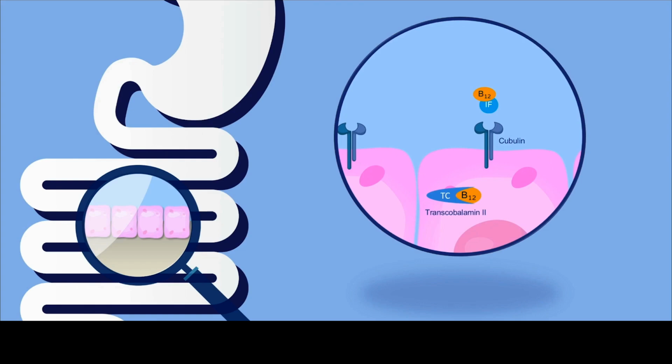And once that happens, intrinsic factor is broken down and vitamin B12 is liberated, and then it's bound to another protein called transcobalamin 2. So transcobalamin 2 is responsible for all the subsequent transport and disposition in peripheral tissues.